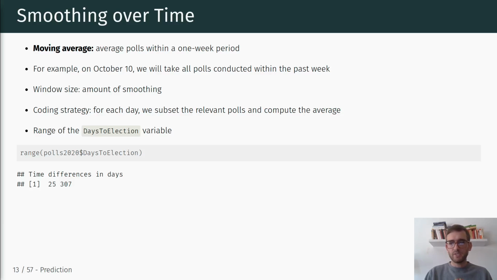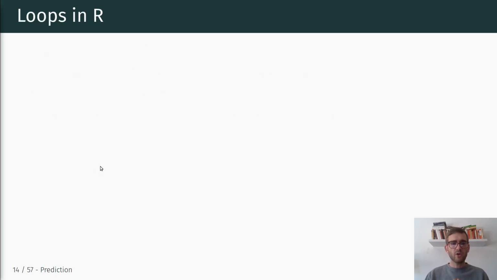Okay, and if we look at that range, we see that I downloaded the data yesterday, and so the days to election in the polls in the data set that we have here ranges between 25 days up to the election all the way back to 307 days prior to the election, right? So we want to go through each and every day in that time frame and then compute the polling average for that window, okay? So how do we do that?